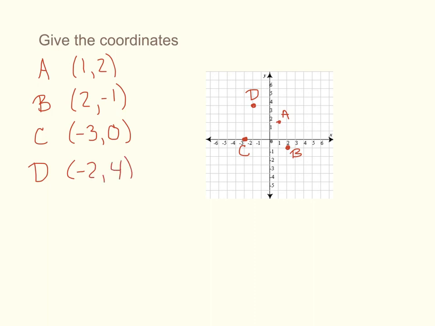These didn't ask for the quadrants, but if they did, we could fill those in. Point A is in quadrant 1. Point B is in quadrant 4. Point C, again, be careful, it's on the x-axis this time. Remember, we don't write 2 different quadrants for that. And then point D is in quadrant 2.